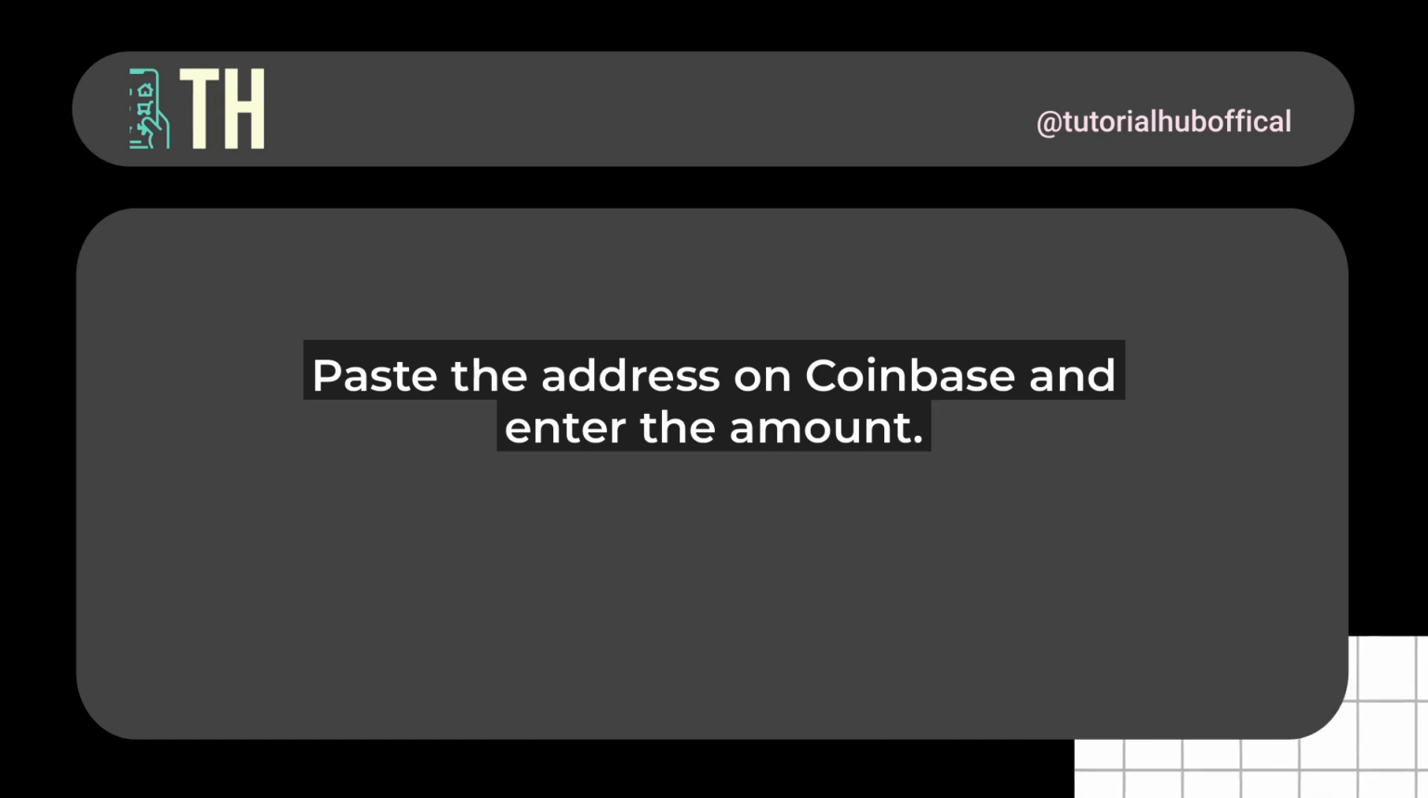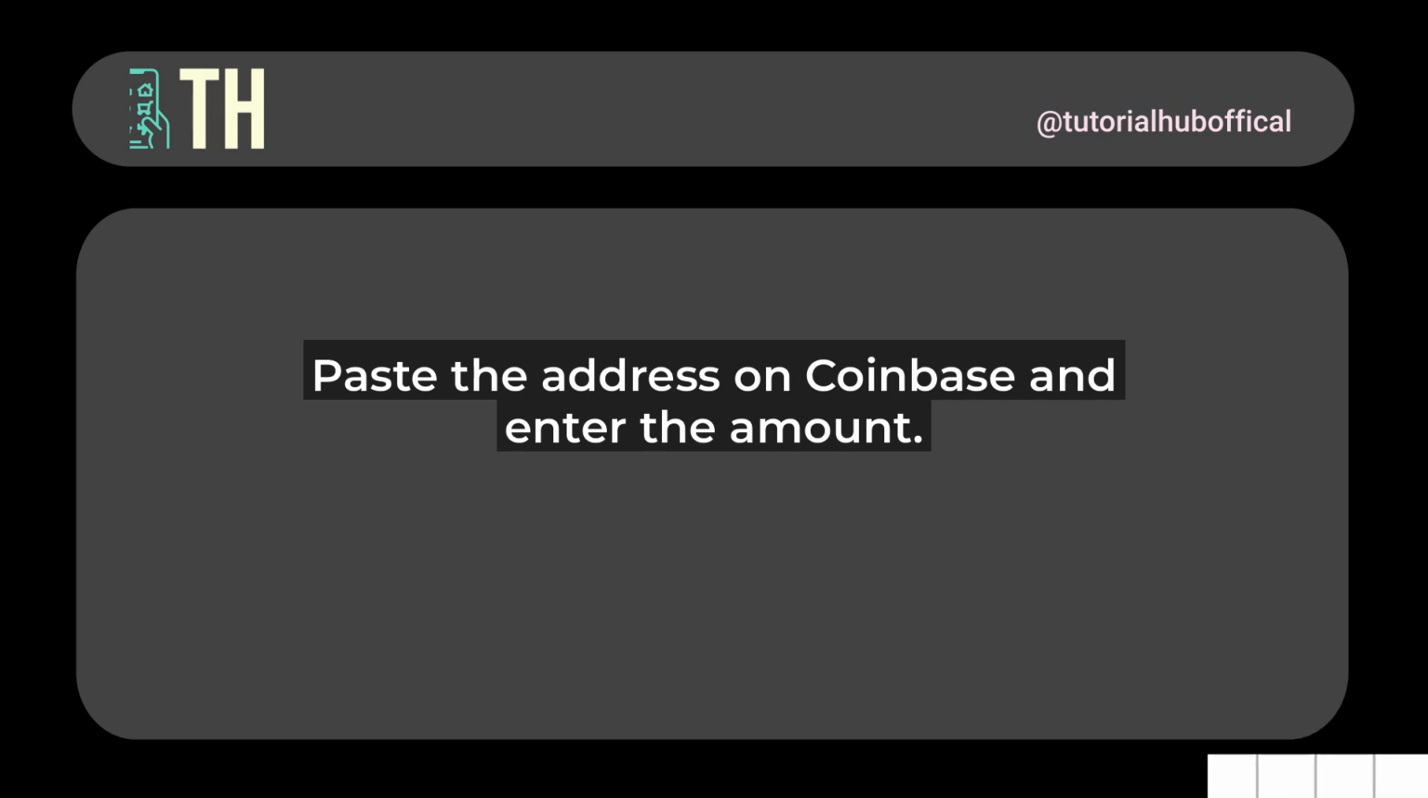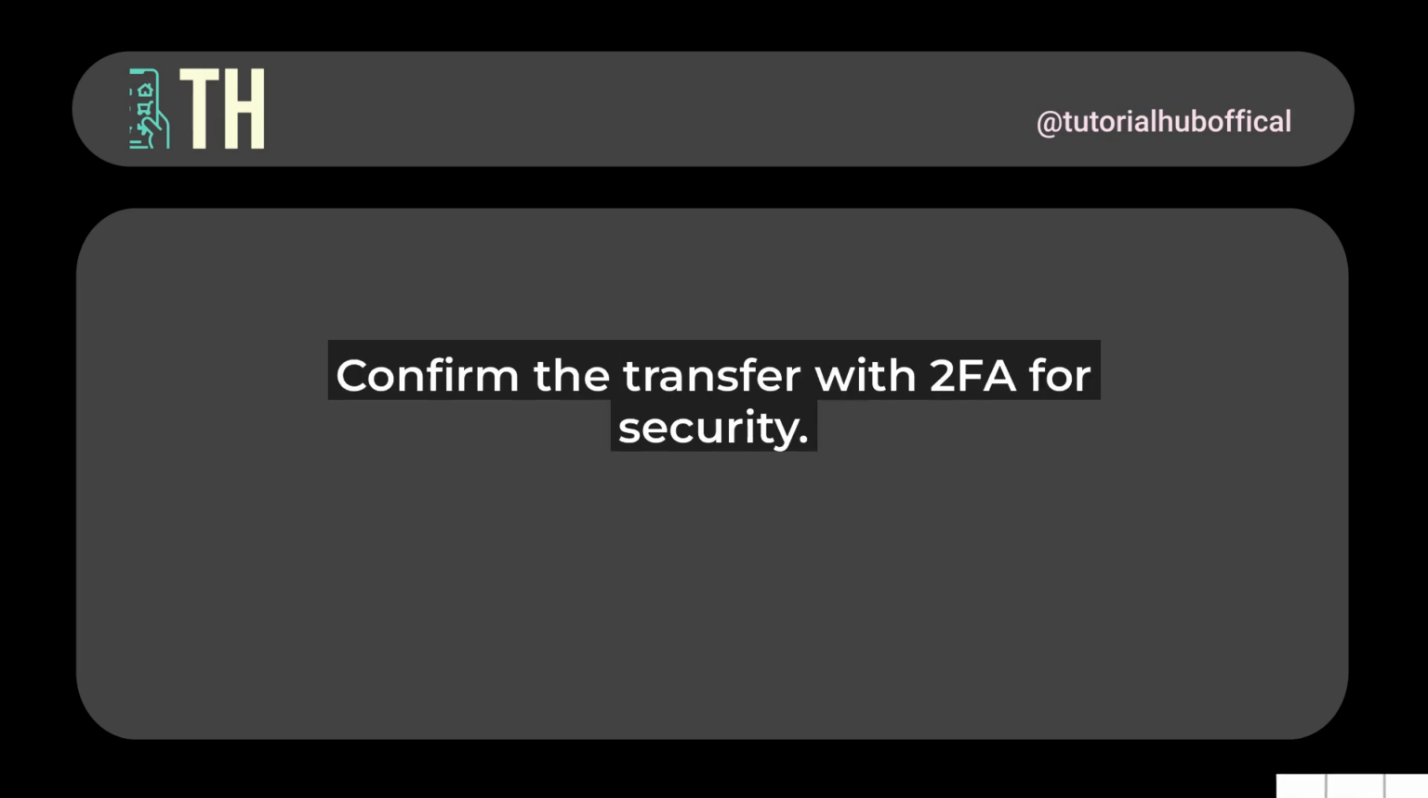Now, back on Coinbase, paste that address into the withdrawal form. Double-check everything: the address, the amount you're sending, and the network. Once you're confident, hit Confirm and authorize the transaction. You'll likely need to enter a 2FA code for security. After that, sit tight. Transfers can take anywhere from a few minutes to an hour, depending on the network.